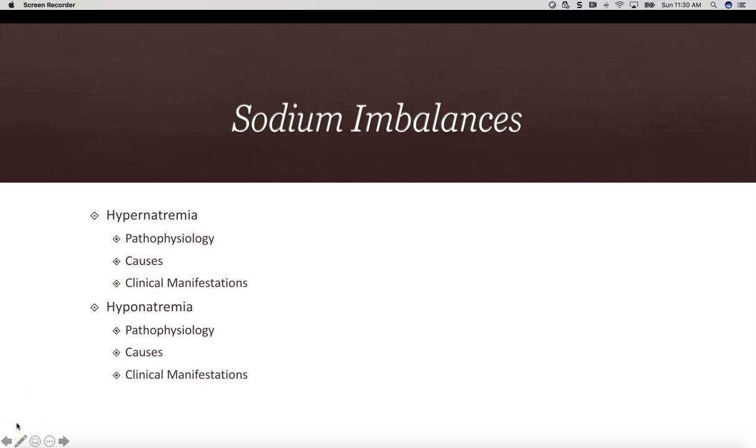Other clinical manifestations that you can see with hypernatremia include bounding pulses, weight gain, and as I mentioned, hypertension or increased blood pressure.